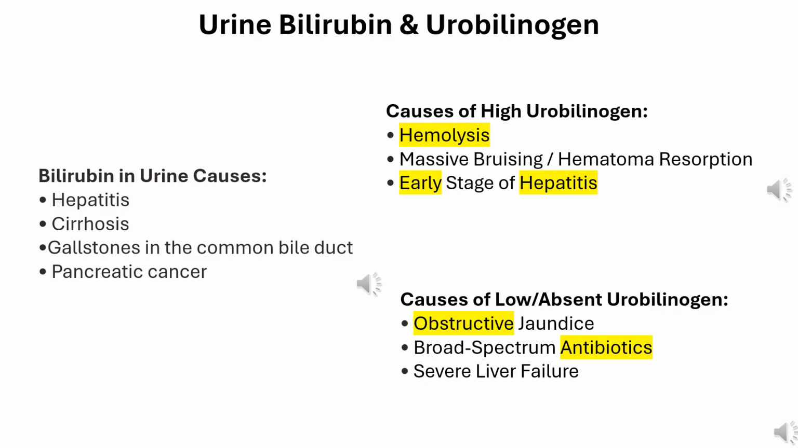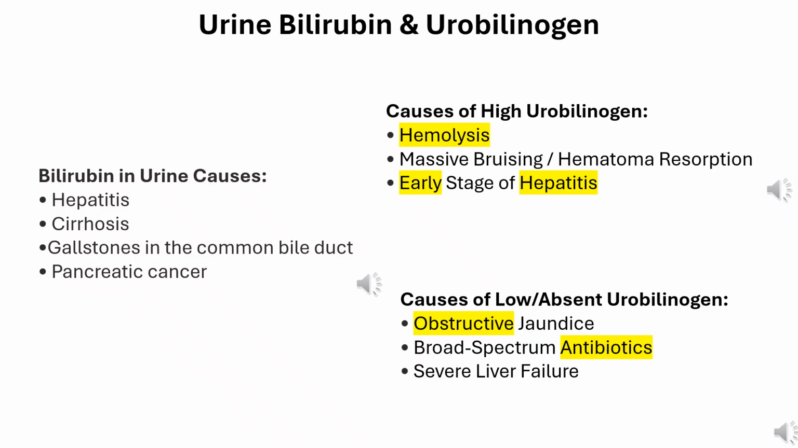Urobilinogen in urine measures the amount of urobilinogen, a breakdown product of bilirubin, that has been reabsorbed from the gut and excreted by the kidneys. Normal is less than 1 milligram per deciliter. A small amount is normal. Urobilinogen can be high or low, indicating different problems.